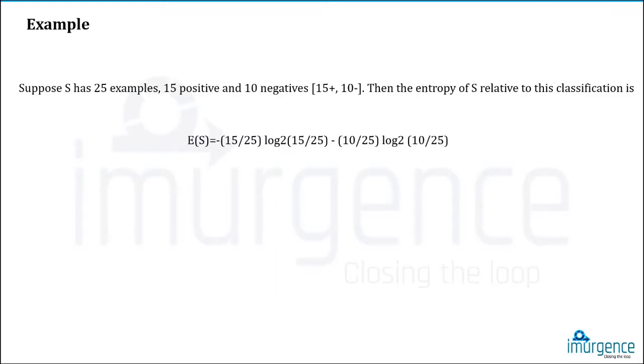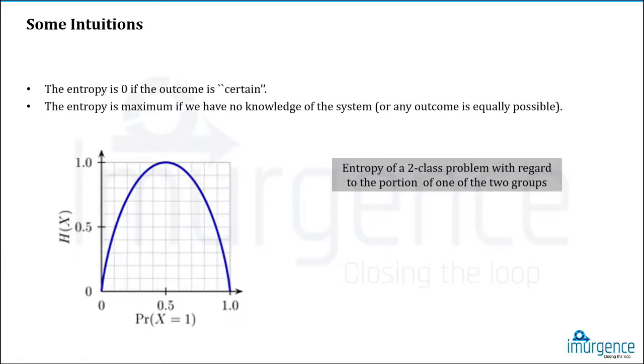And suppose S has 25 examples, 15 positive and 10 negative, so say 15 plus and 10 minus cases. Then the entropy of S related to this classification is entropy of S. Now because you're doing the computation, you're taking this outside. So minus 15 by 25 log to the base 2 of 15 by 25, minus 10 by 25, that is the negative cases, divided by 25 into log to the base 2 of 10 by 25. This gives you the entropy for that specific one. Right.